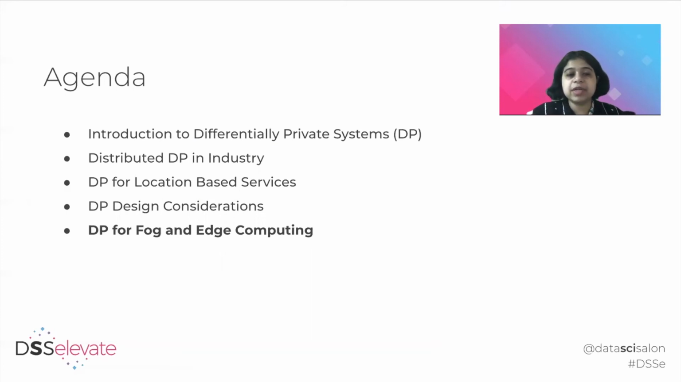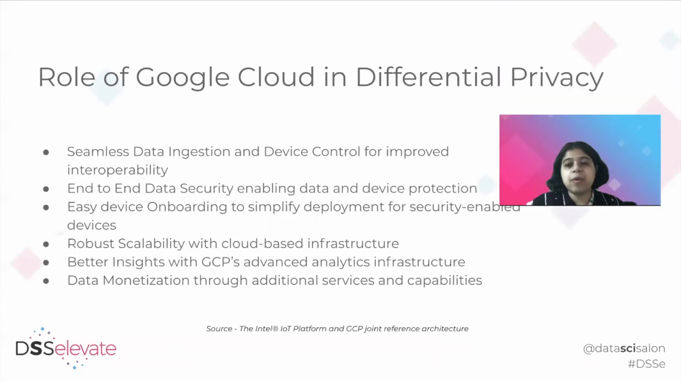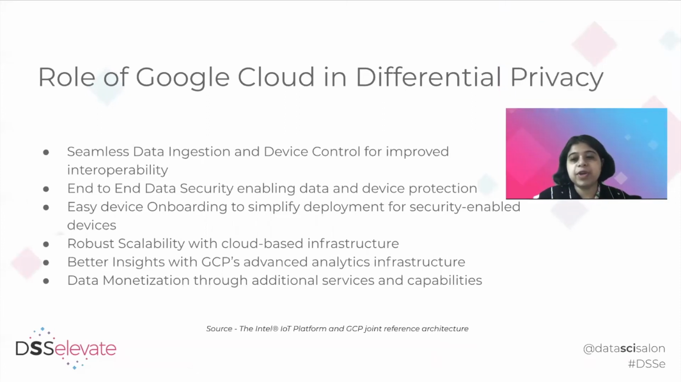IoT devices need a lot of sensitive data when they collect it and send it to the cloud server or to the edge devices. So differential privacy at this level is very important. One of the things that comes to mind is which cloud provider we are going to select.